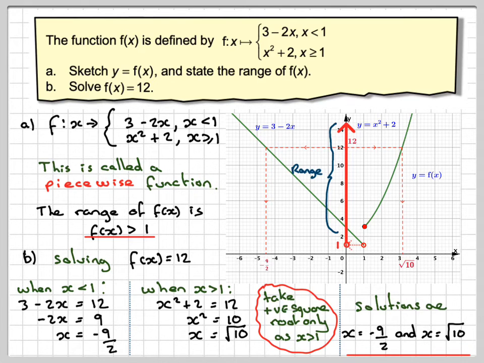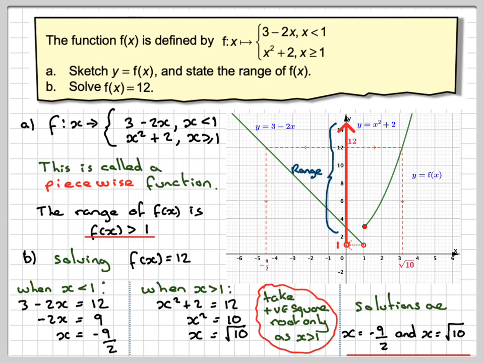Now, if we had to solve the equation when f of x is equal to 2, we're only going to get one solution, which is this one here, by putting this equal to 2. Here, if we try to solve it, we'll get a value outside of the original domain, so therefore we could not include that solution. You just need to be careful when solving equations with this type of function.